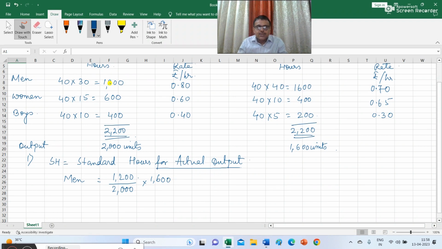So this is 1200. I have taken it from here. 2000 is the standard output which is expected to be produced, and 1600 is the actual output. I have taken it from here. So the standard hour for men is 960 hours.